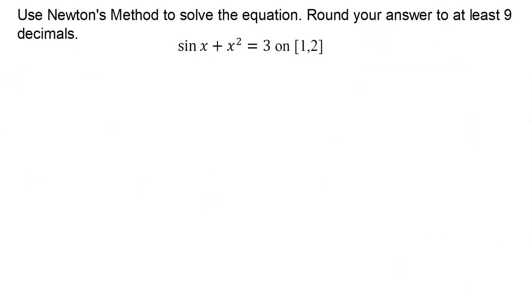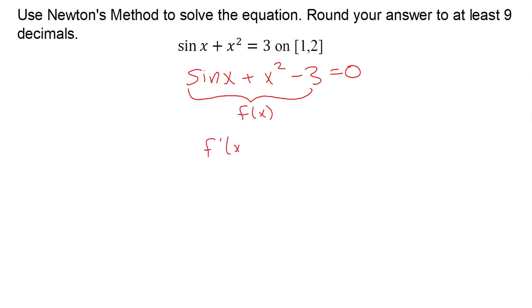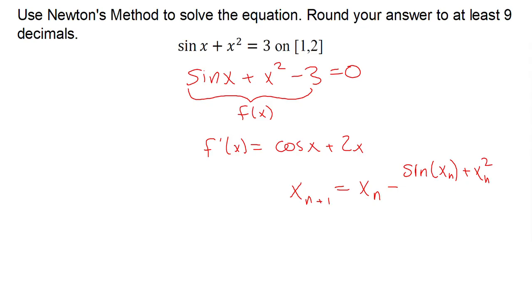Okay. So our next one here is going to be, when does sine x plus x squared equal 3? Well, just set this equal to 0. Sine x plus x squared minus 3 is equal to 0. This will be f of x. F prime of x will be cosine x plus 2x. And so x sub n plus 1 should equal x sub n minus sine of x sub n plus x sub n squared minus 3 over cosine of x sub n plus 2x sub n.